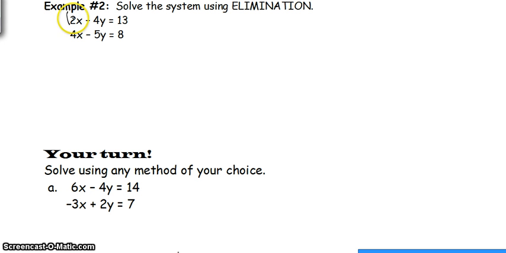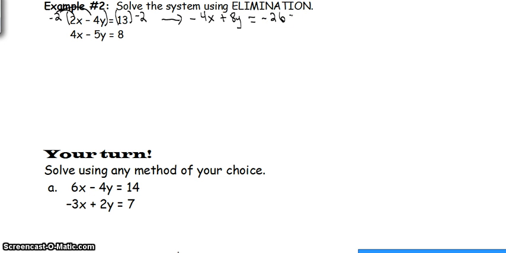So I'm going to multiply this by negative 2. And if I do that to the left side, I also have to multiply the right side by negative 2. Now I'm going to write that result over here. And you have to just be careful with your sign and distribute the negative 2. So negative 2 times 2x is negative 4x. And then I also multiply negative 2 times negative 4y, which is positive 8y. And on this side, don't forget, I have to multiply both sides, a very common mistake. Negative 2 times 13 equals negative 26.